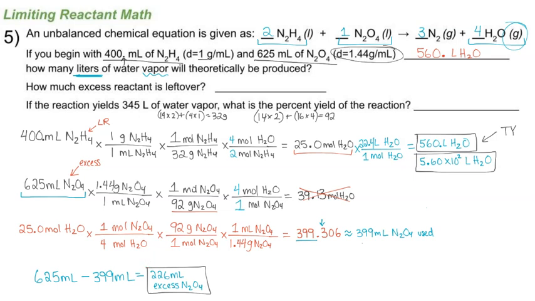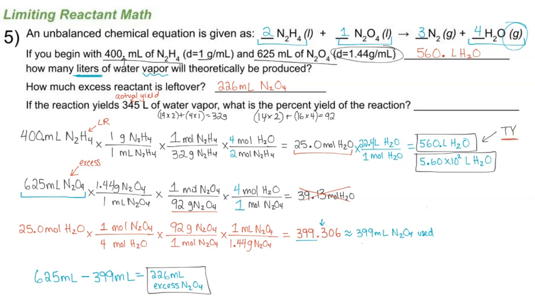So how much excess is left over? There are 226 milliliters of N2O4. That's the amount of excess. And then last but not least, it says if the reaction yields 345 liters of water vapor, what is the percent yield? And so right in the problem, it's giving us our actual yield. So I'm going to label that. This is our actual yield right here, and we already calculated the theoretical yield. We even labeled it. It's right here.